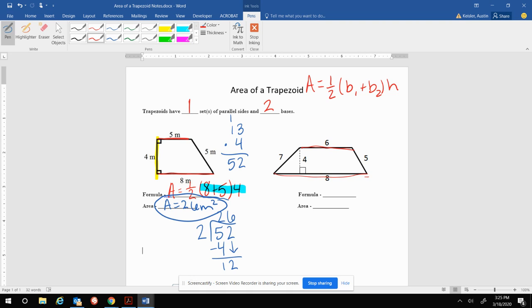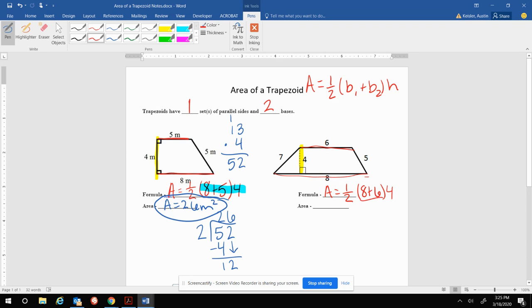Okay, going right to our second one. We've already identified our two bases, so we're going to plug it into our formula. I have 8 and 6. Again, it doesn't matter what order you do that in. But if I want to look for my height, again, I'm looking for the right angle, which is right there. So it's going to be 4.